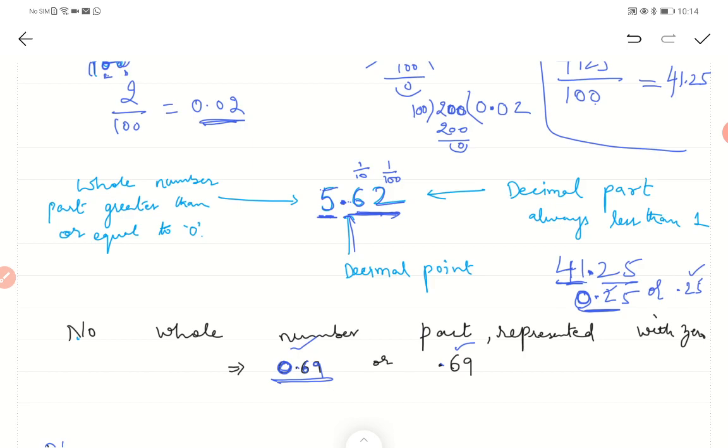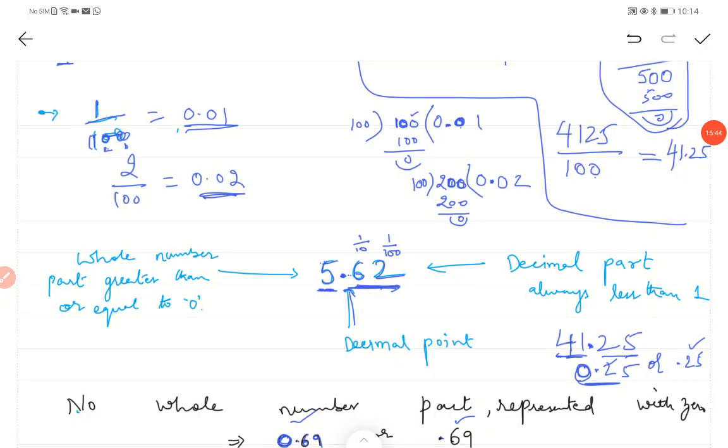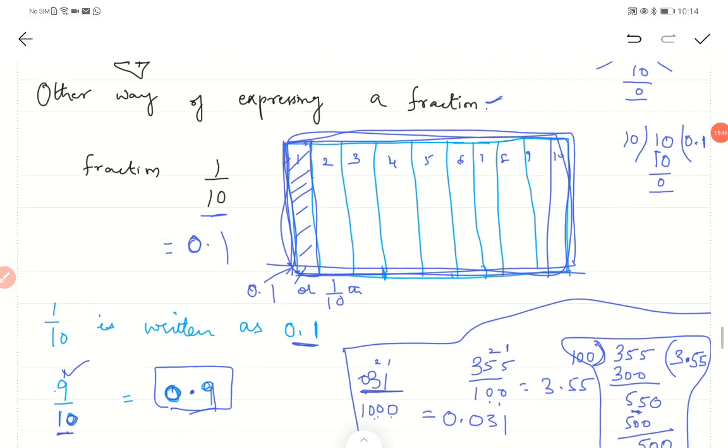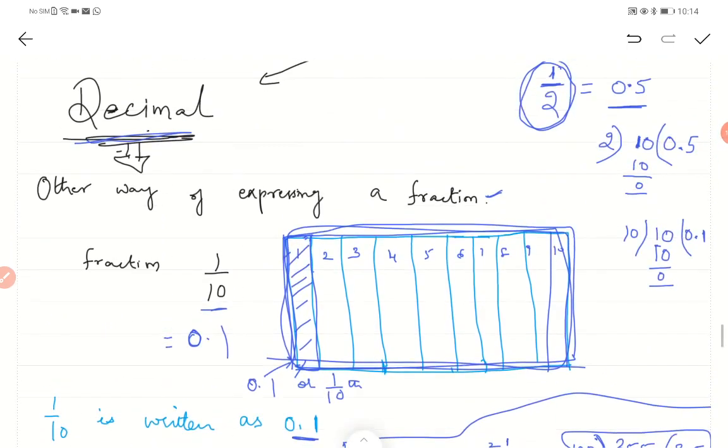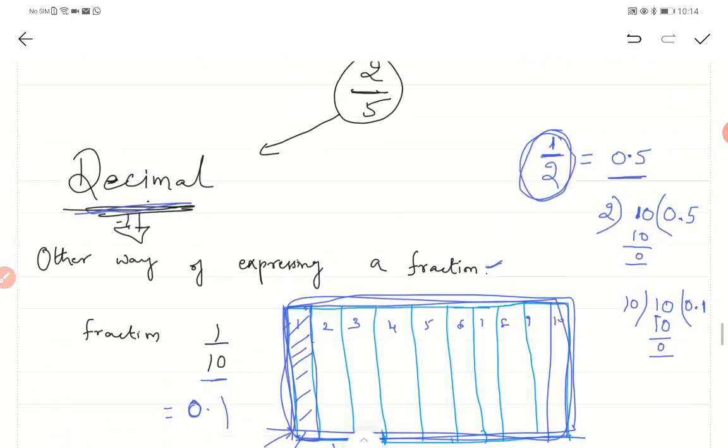All right, I think for today this much is enough about decimals. We will proceed further in the next class.